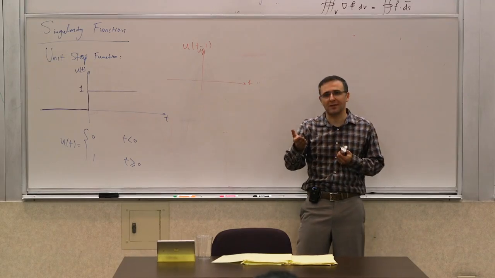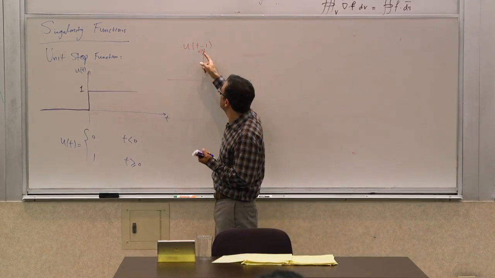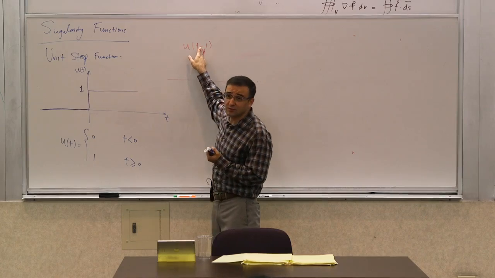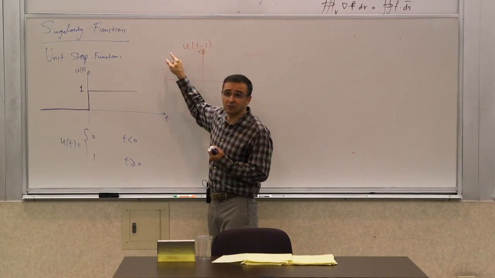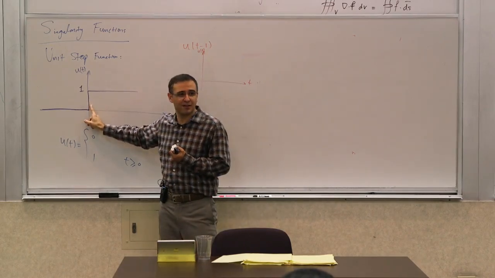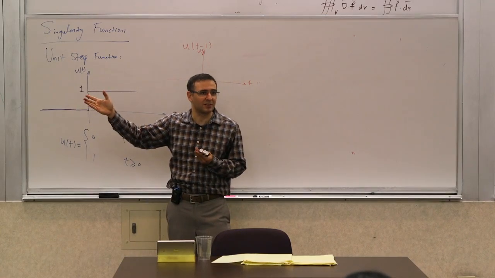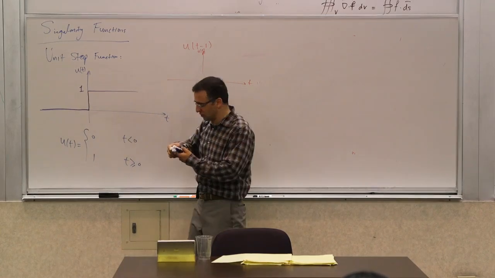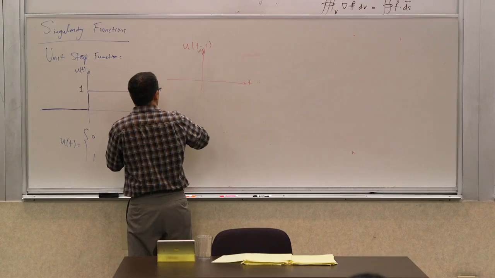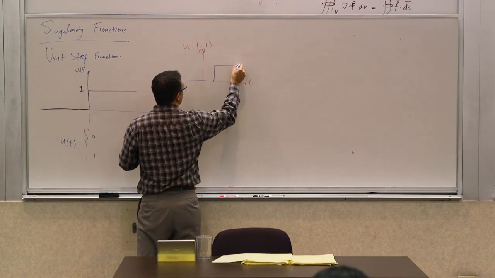Sure, that's one way to think about it. You're shifting the axis. Basically, your reference point is when the argument of this thing becomes 0, right? That's when the switching happens. When does the argument become 0? At what value of t? 1. So that would look like this. So this is u of t minus 1.